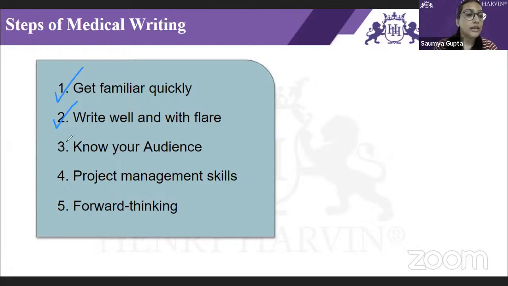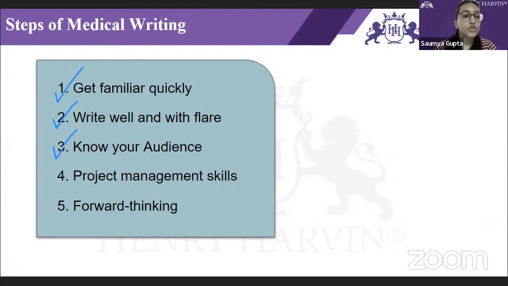Knowledge about the readers is very important, because as a medical writer you're not writing anything for yourself, you're writing it for others, for the readers. So who are your readers, what is their requirement, you have to think from the readers' perspective, and only then should you write an article or whatever document you have to write.